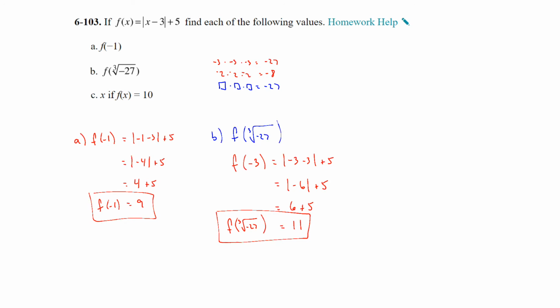Alright, and the last one, C. So C is a little different. It does say find x if f of x equals 10. So since it's telling you what f of x is, wherever f of x is, you're going to replace with 10. Not the x, but the f of x, which is your output. So 10 is equal to the absolute value of x minus 3 plus 5. And so we have to isolate the absolute value. And so we get 5 equals the absolute value of x minus 3.